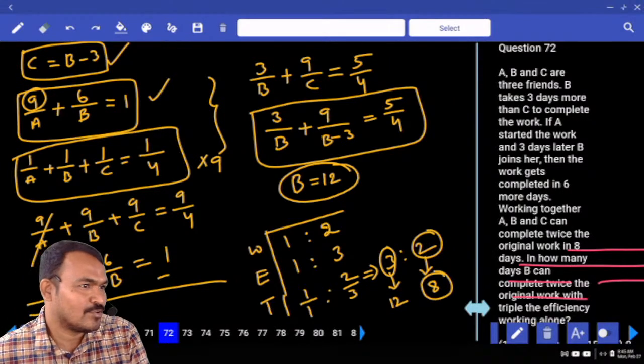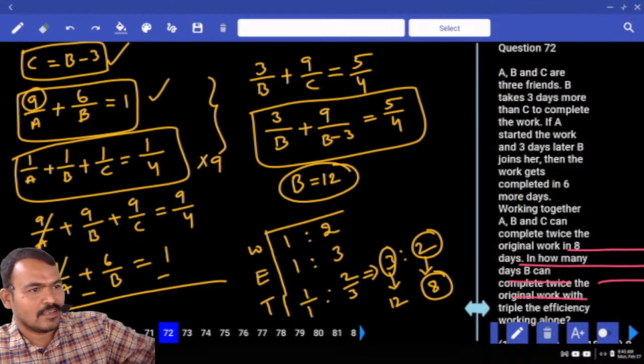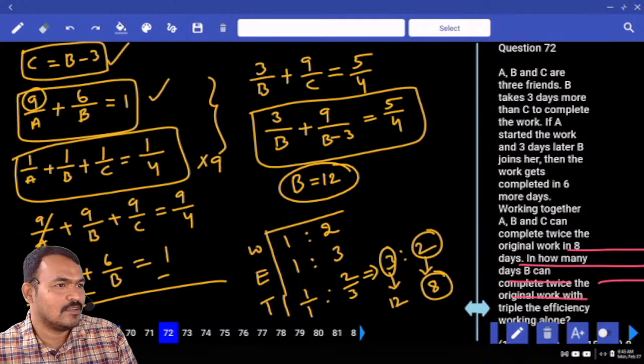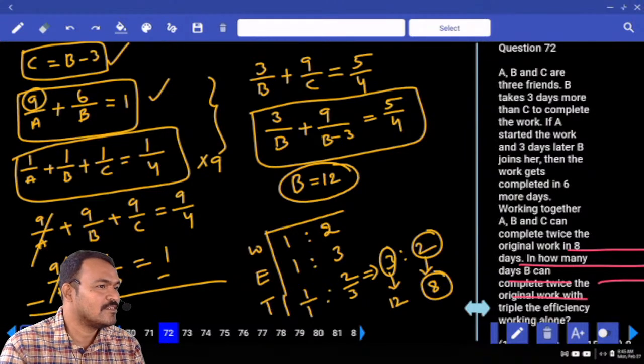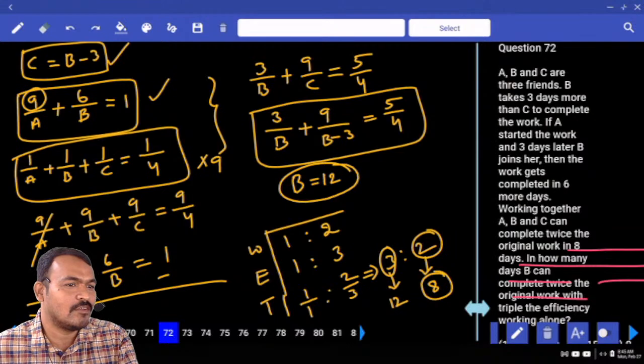One of the lengthiest questions, because how many unknowns are there? A, B, C. Three unknowns or not? Then are we solving three equations or two equations? Minimum two equations are solved, or not?